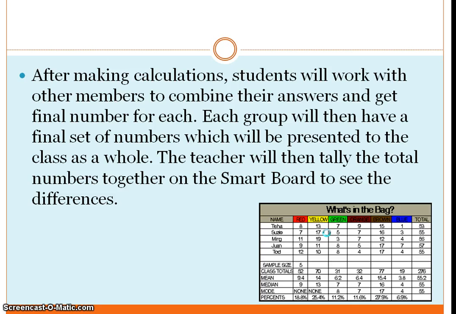After making calculations, students will work with other members to combine their answers and get a final number for each. Each group will then have a final set of numbers, which will be presented to the class as a whole. Then, the tally numbers will be put together on the smartboard to check the difference. In the bottom, you see this chart, which is very helpful for students to break down what color they had in each bag, what was the mean, what was the median, what was the mode, what was the range for each group, and then we total it on the smartboard so students could see as a whole.